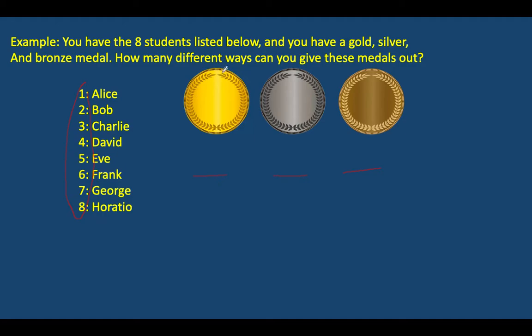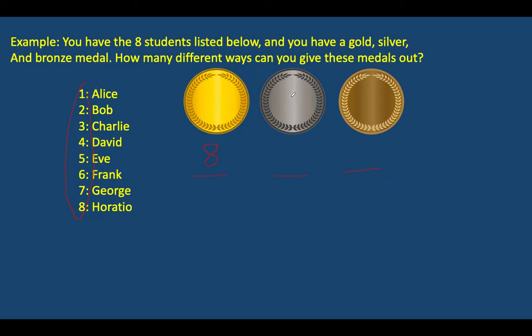And so the way we're going to think about it, let's just think about the gold medal, okay? If I just have one medal, how many different people could I give it to? Well, there's 8 people, right? So there's 8 different ways that I can distribute this gold medal. I can give it to Alice, Bob, Charlie, David, Eve, Frank, George, Horatio. Okay, so one of these people has a gold.